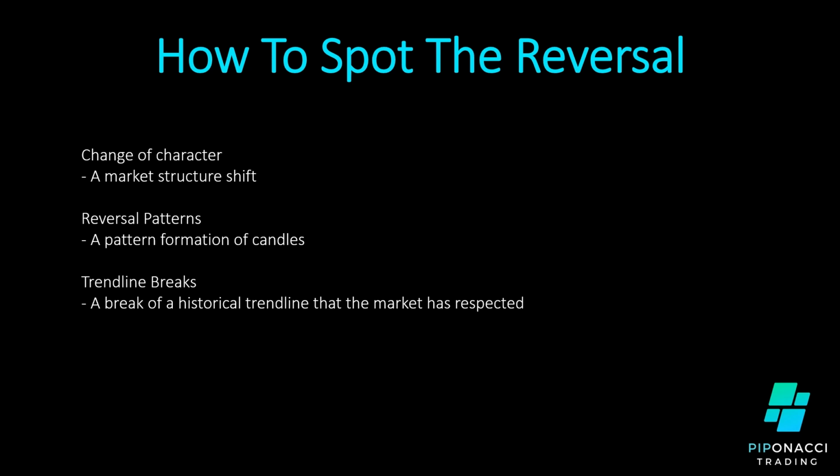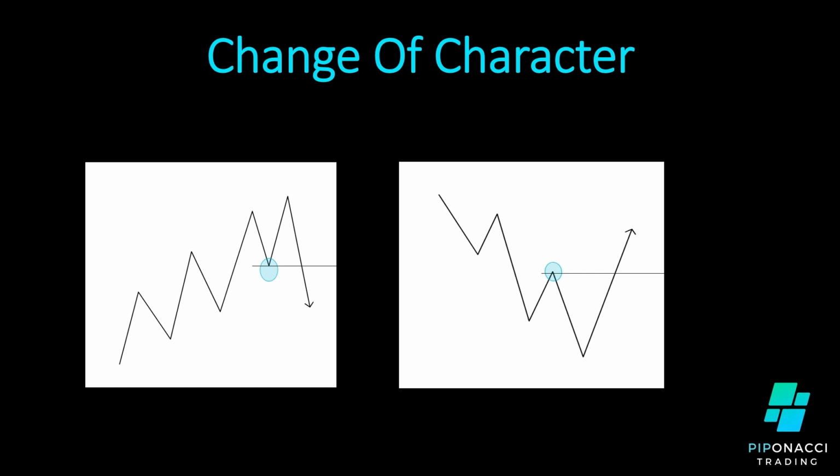So first of all, let's go over the change of character. So if we look to the left-hand side of the screen, you can see an uptrending market, and then the blue circle is what we identify as the higher low within the market. So this market on the left is creating higher highs and higher lows, and then once that higher low is broken, that is what we call a change of character, a market structure shift, whatever you want to call it, but that's basically what it is.